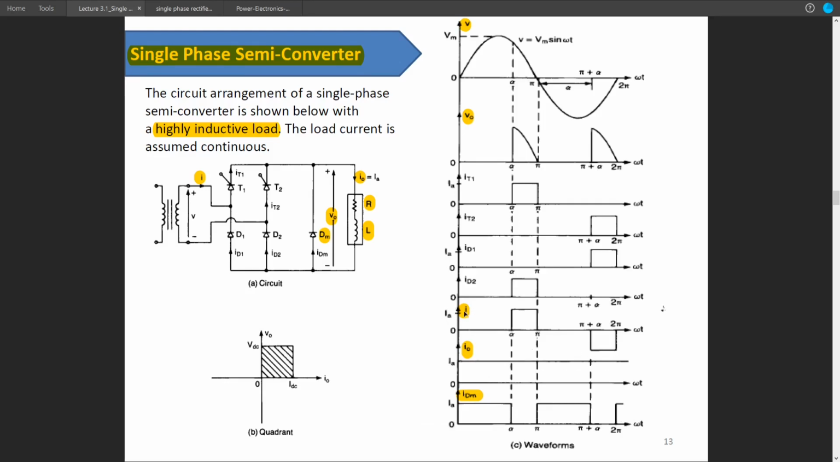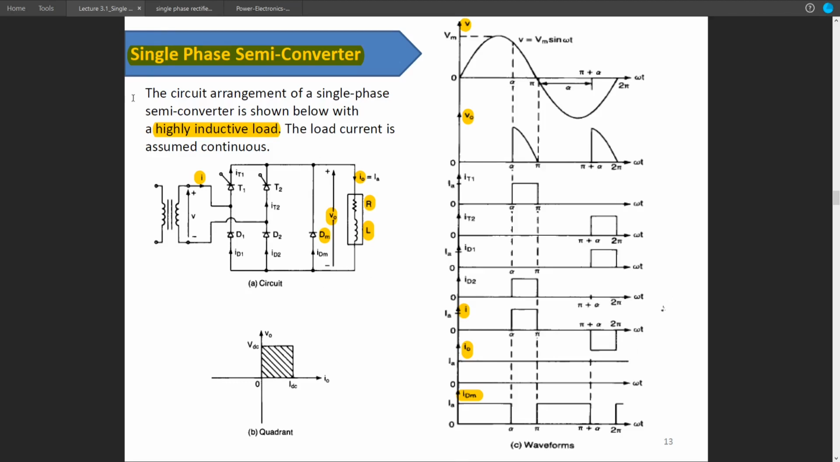This is the waveform of transformer secondary current. The transformer secondary current will only flow when the thyristors and diodes are on. So the transformer secondary current waveform will be something like that. Since transformer is carrying an AC current, this transformer secondary current will be alternating. For the first half cycle, the current will be in this direction, and for the second half cycle, the current will be in this direction. So it will be an AC current.